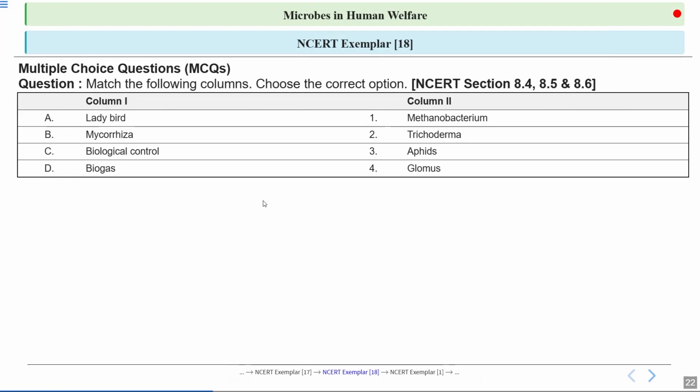Moving on to the next question, you have to match the following columns. So you have to choose the correct options. In column 1, you have been given ladybird, mycorrhiza, biological control, and biogas. You have to match these terms with the terms given in column 2, which is methanobacterium, trichoderma, aphids, and glomus. What is the correct answer?